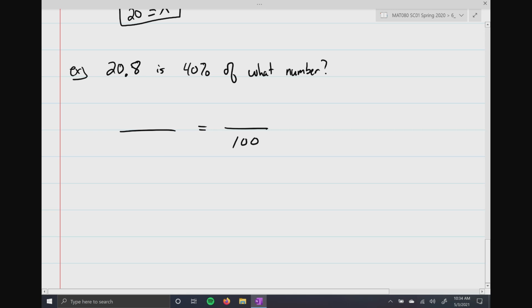I look for the percent symbol first. That's the easiest number to find. That's going to be a 40. Okay? Now I look for the word of. And I look to the right and it says what number? So I'll just put an X. Which means that decimal, the 20.8, is going to be the amount. Okay? Now from here I try to simplify if I can. Off to the right, 40 is 4 times 10. 100 is 10 times 10, so I can reduce the tens.